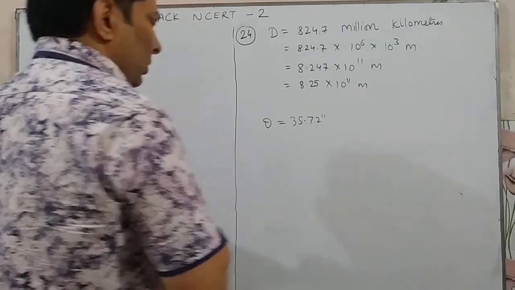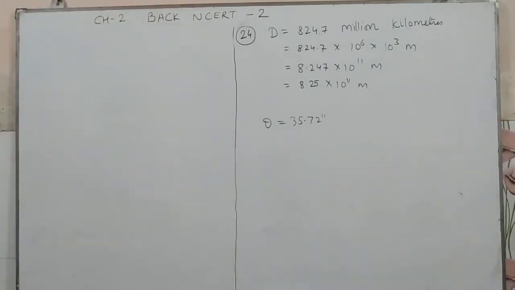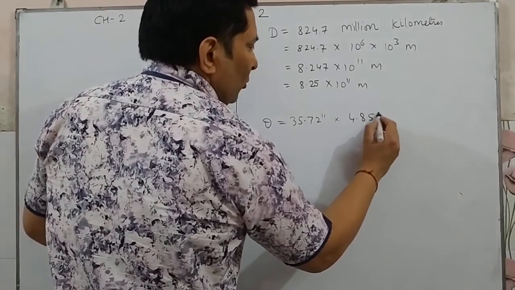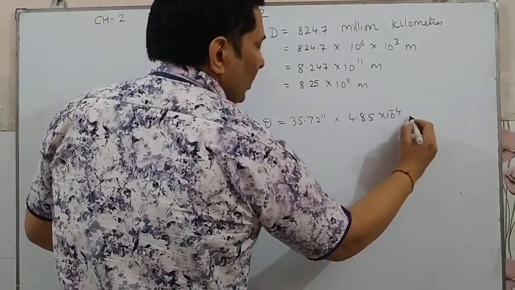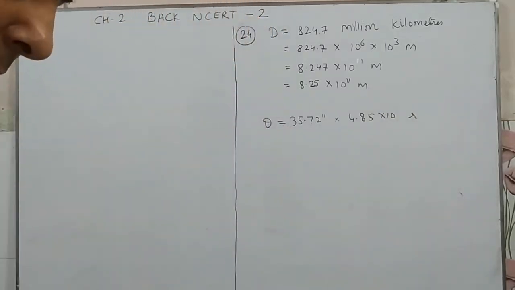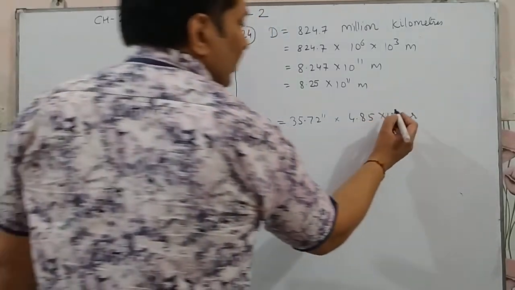Next, theta is given in this case. So theta is given to be 35.72 seconds. You can convert it into radians as 4.85 into 10 raised to minus 4. Not minus 4, this is minus 6 I think. Yeah, minus 6 radians.